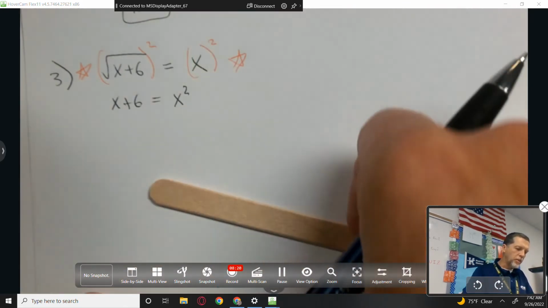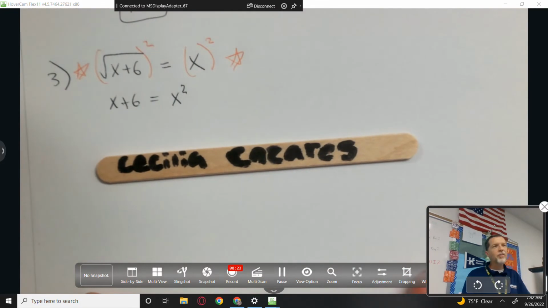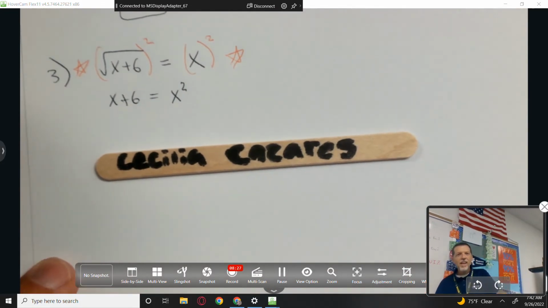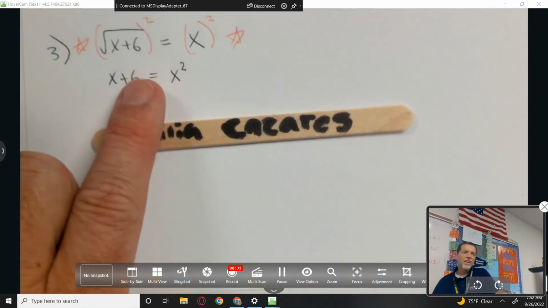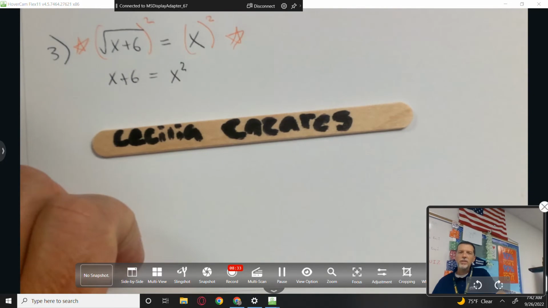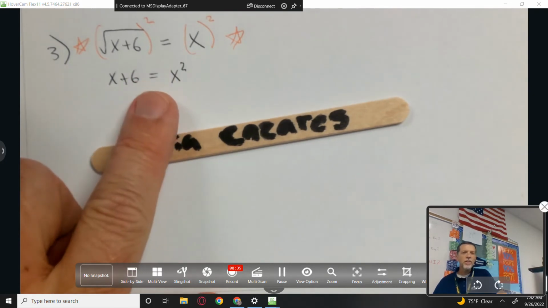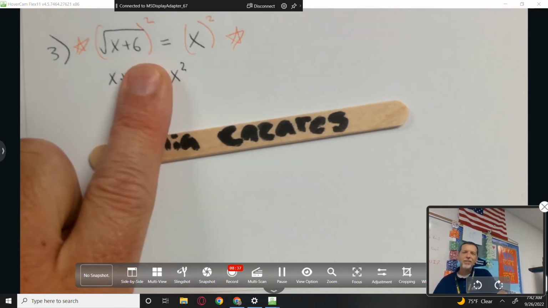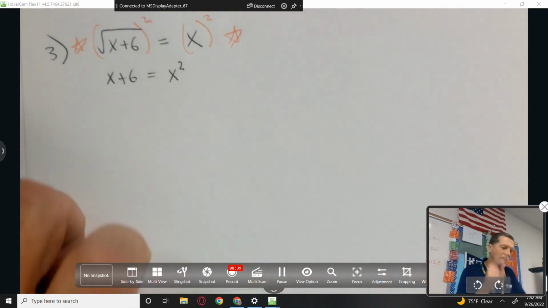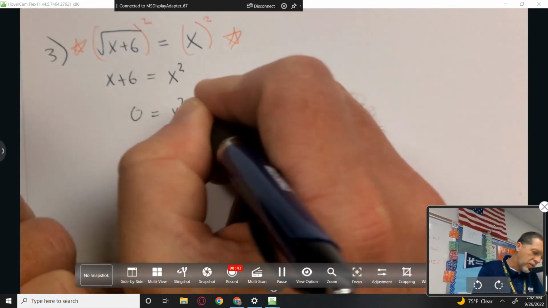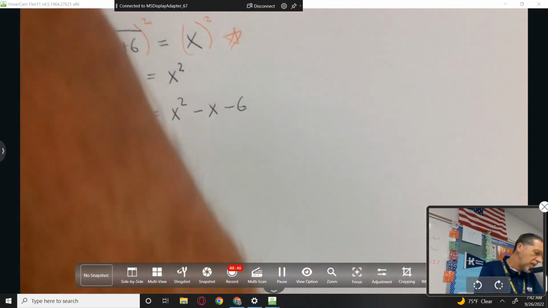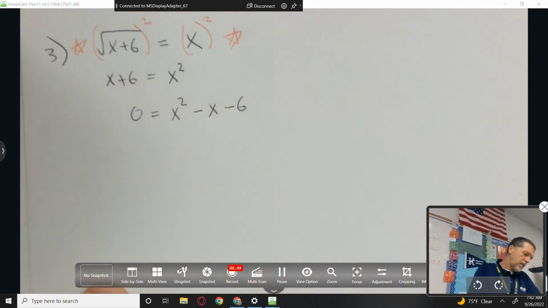Cecilia, what do we do to solve equations that have x squared in them? And if I square root it, that's not a bad answer because sometimes that would work. Yeah, but let's move everything to one side. If I square rooted this one, I'd be right back to where I started. So you'd be like, wait a minute, that's not right. Let's move everything to one side. X squared minus x minus 6.